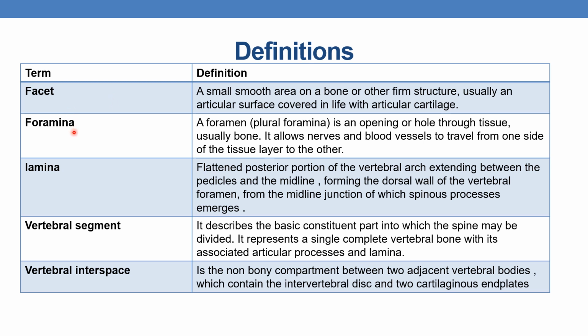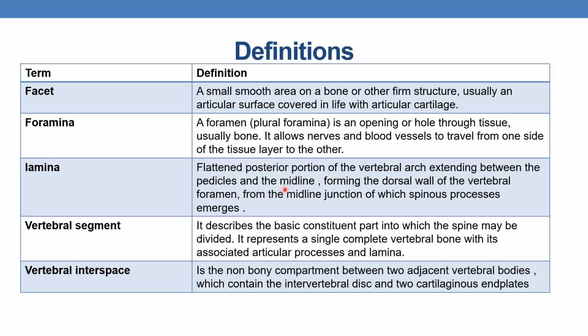The next is foramina. A foramen is an opening or hole through tissue, usually bone. Any foramen allows the nerves and blood vessels to travel from one side of the tissue layer to the other side. The next term is lamina.